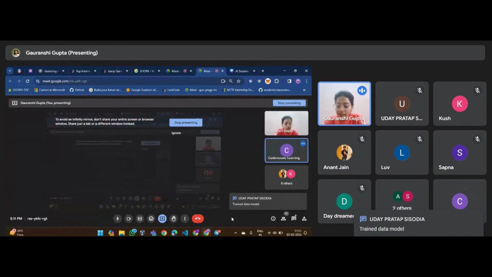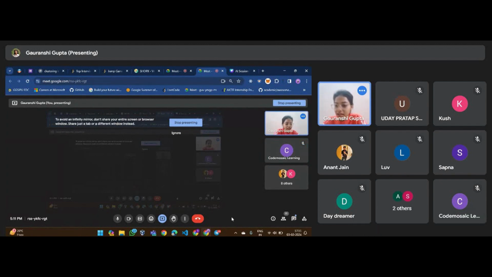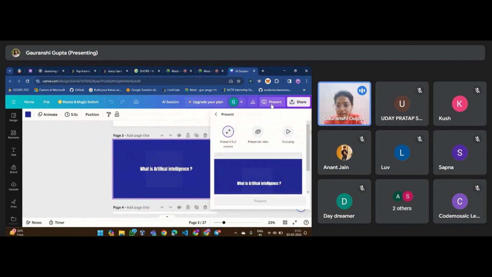Oh, train data model. Okay, yeah, that's somewhat correct. Anyone else? Okay, no problem. Let's start.